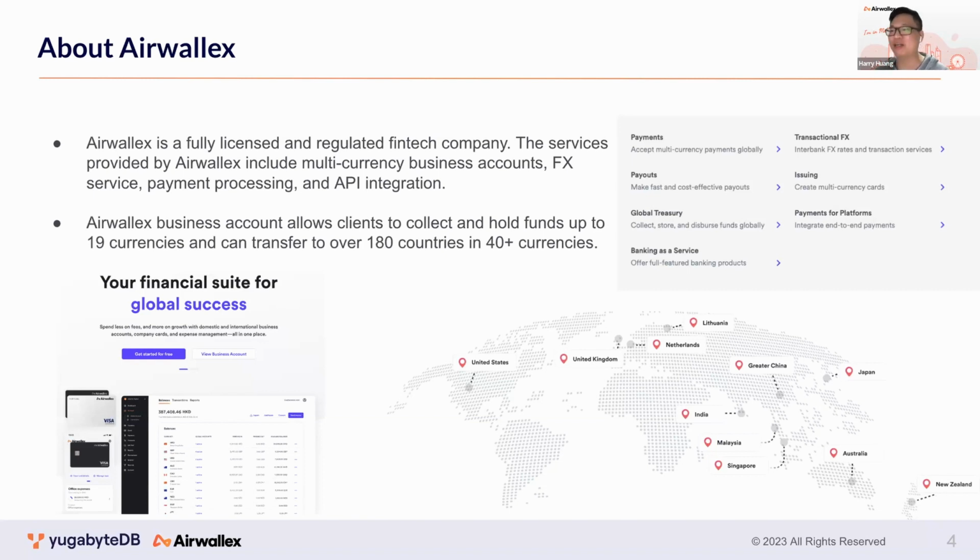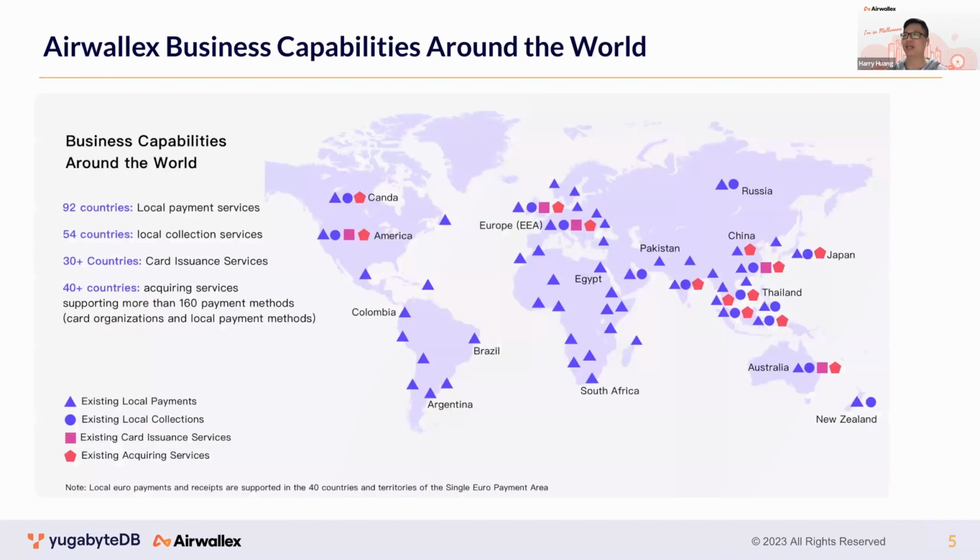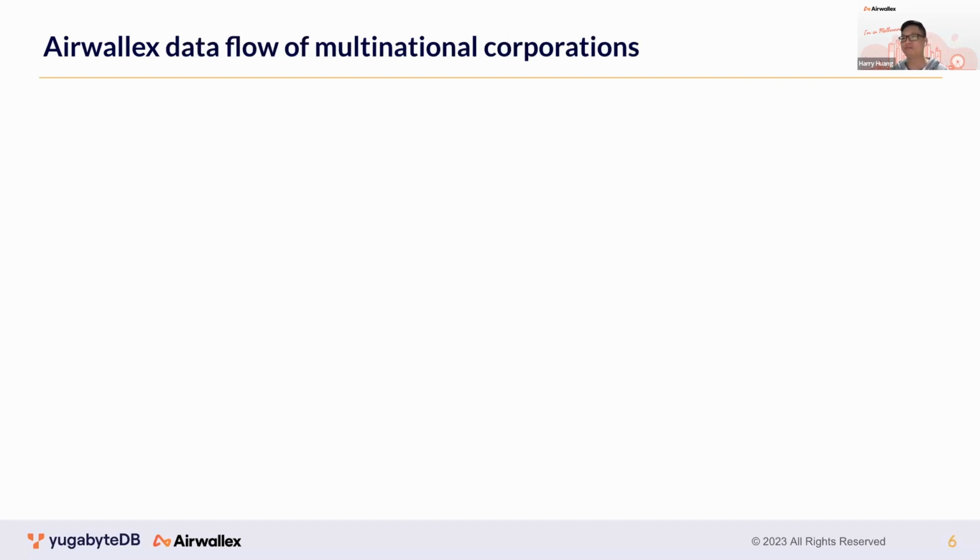And on the next page, I would like to share the coverage of our business in the world. So this is the map of Airwallex business capability around the world. And as you can see, the coverage is pretty wide. So we basically do our business across all major continents, all major countries. Even in Russia, I'm not quite sure. We have some limitations recently on doing transactions. I think that's for sure.